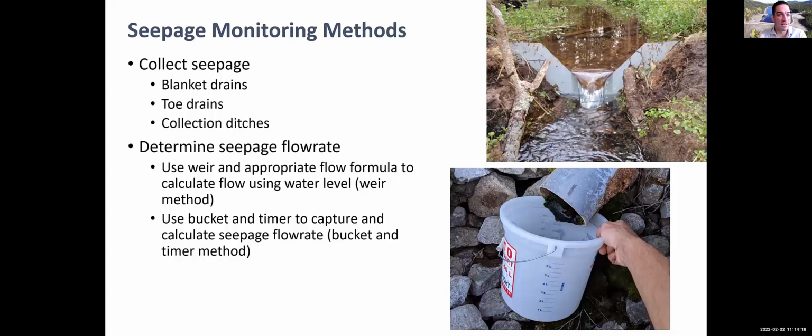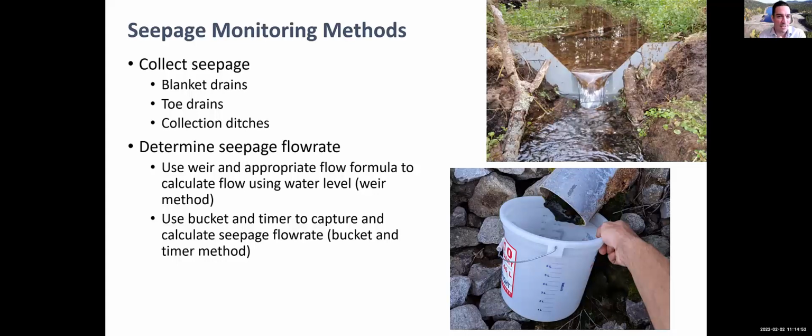So here's some more examples of how to measure that collected seepage. So we've got the collection types: blanket drains, toe drains, collection ditches. But the idea is to determine seepage flow rates. We want to have something consistent that we can plot at the end of the year and kind of look against the reservoir level. So we want to use a weir and an appropriate formula. Could be just like an online calculator. You keep using this. You want to use the same one. Sometimes formulas or the coefficients they use for the sharpness of the weir and stuff do vary. So whatever method you use, make sure it's consistent.